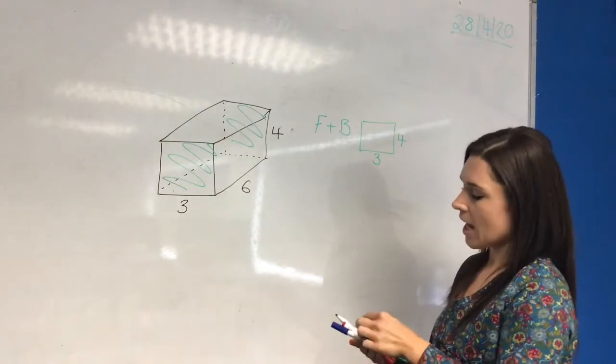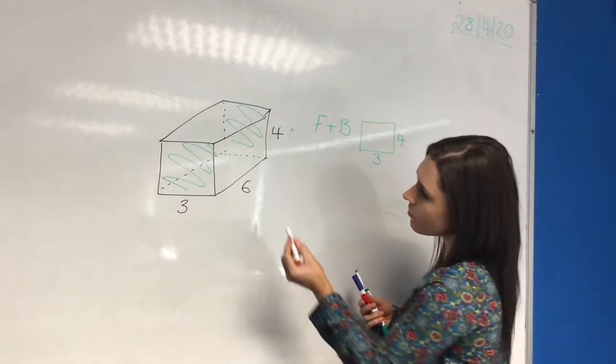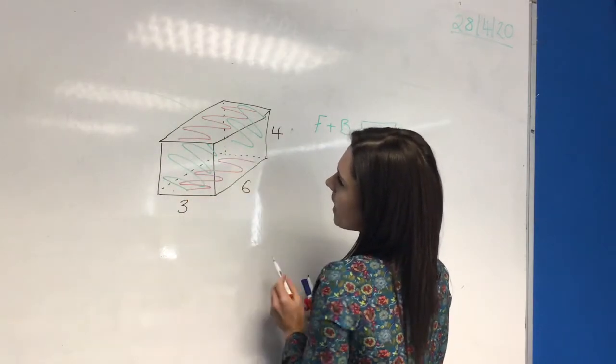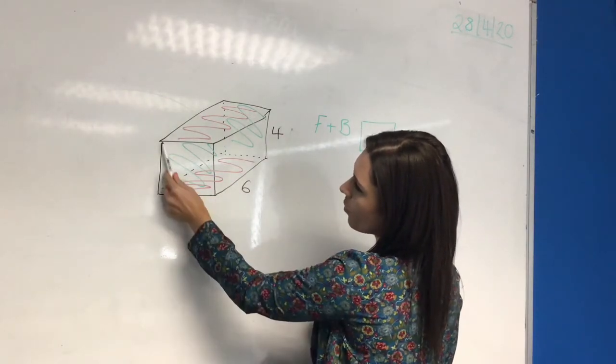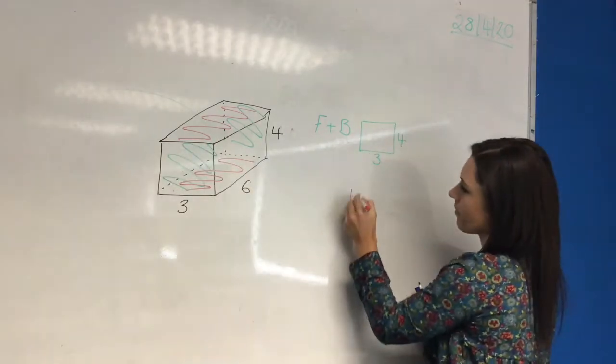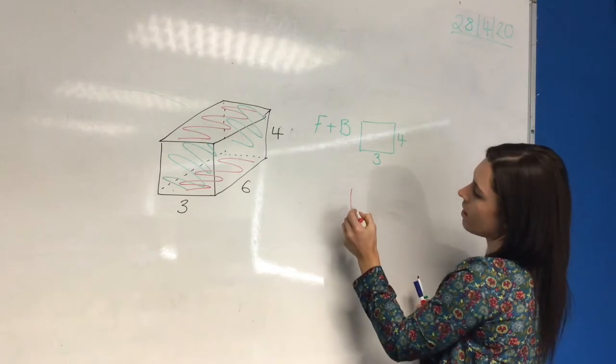Let's have a look at the top and the bottom. This face here and this face here. Well, the top will be 3 because this part's 3, so this will also be 3. So let's draw that out.